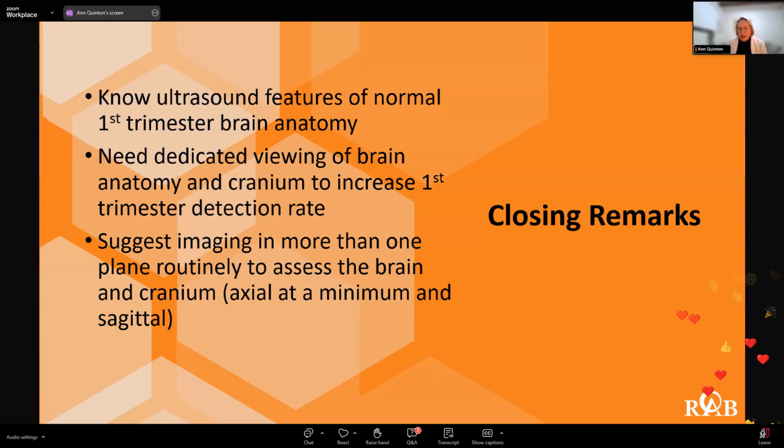And I would suggest imaging in more than one plane routinely to assess the brain and cranium. So axial at a minimum, and then adding sagittal. And if you can't see that fetal brain clearly and you can't see the cranium clearly, if you've got the facilities, then think about doing a vaginal scan if the woman is happy with that and you've got the tools for high-level disinfection.